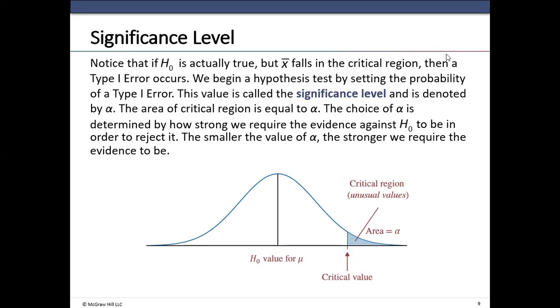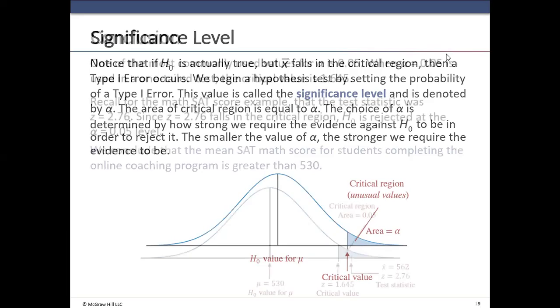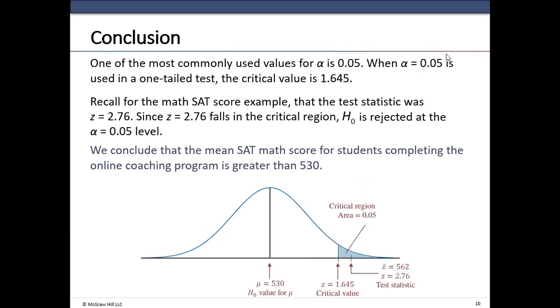The area of the critical region is equal to alpha. The choice of alpha is determined by how strong we require the evidence against H0 to be in order to reject it. The smaller the value of alpha, the stronger we require the evidence to be. One of the most common values of alpha is 0.05. When alpha is 0.05 used in a one-tail test, the critical value is 1.645.